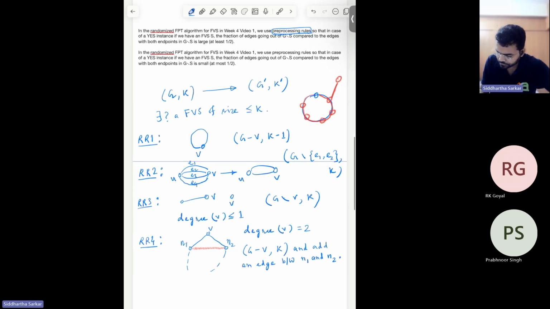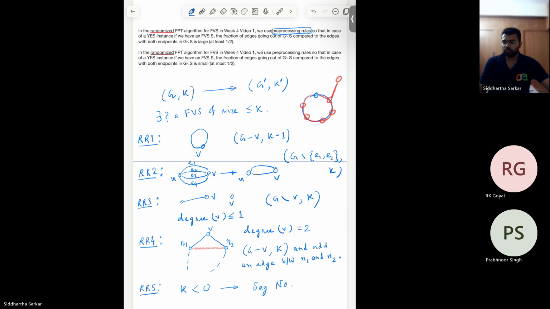Shall we move to the next rule? Okay, so the next rule is if at some point your k is reduced below 0 and you still don't have an empty graph, then you output that there is no feedback vertex set of size at most k.